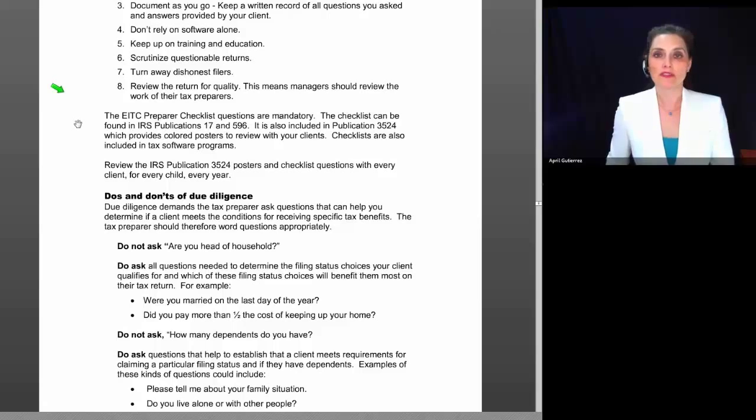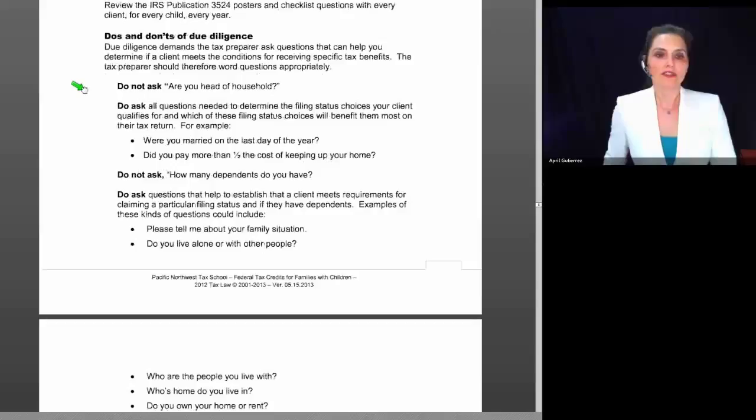So for that reason alone, it's a good idea to be reviewing their work. The do's and don'ts of due diligence. Here's some of the things that I think you should do and should not do.